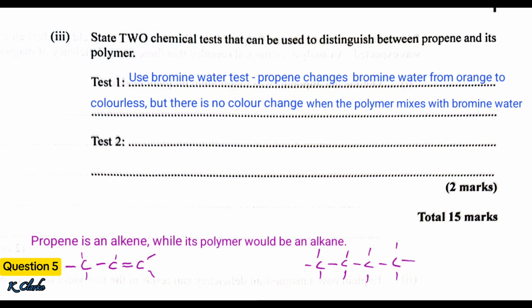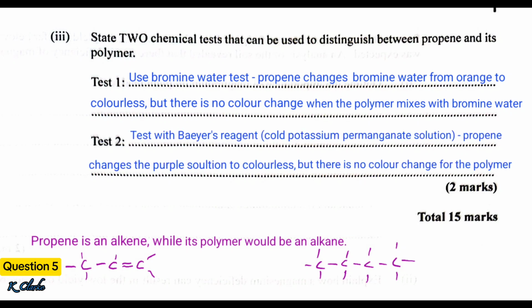Another test is test with Bayer's reagent, which is cold potassium permanganate solution. This solution has a purple color. When propene mixes with this reagent, propene changes the purple solution to colorless, but there is no color change when the polymer mixes with Bayer's reagent. So the mixture remains purple.